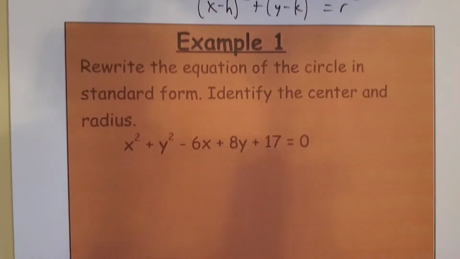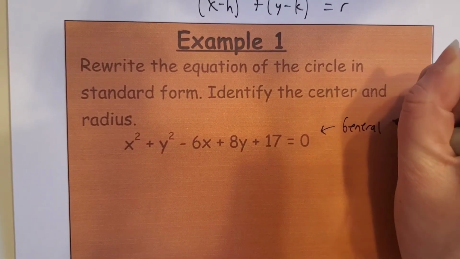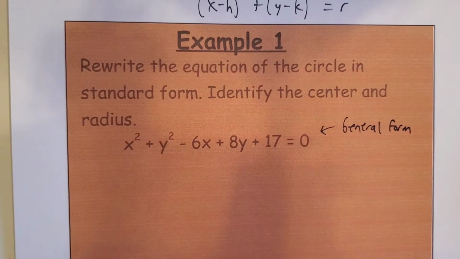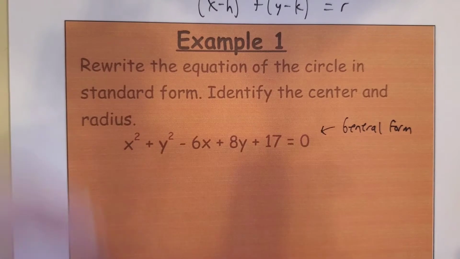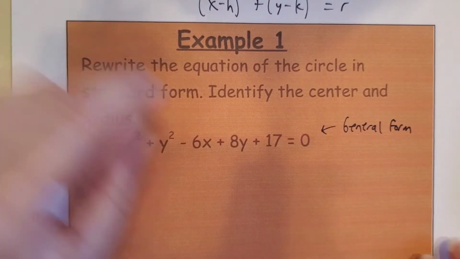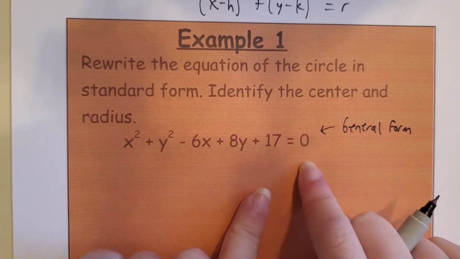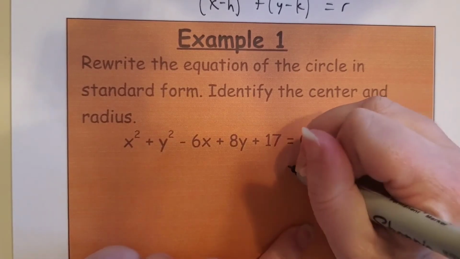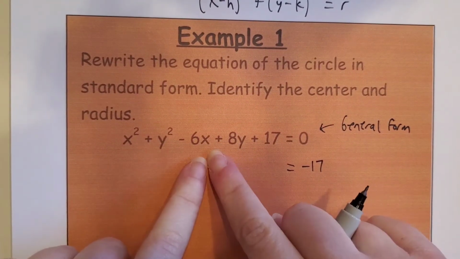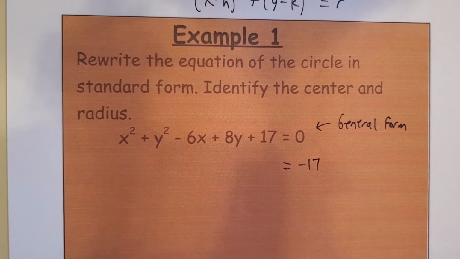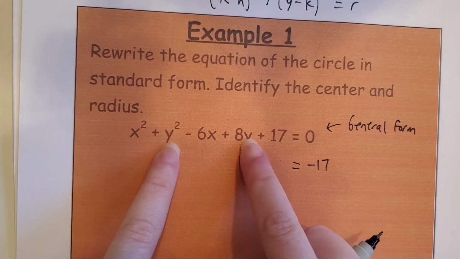So, if this is the general form of the equation of a circle, how would we rewrite this in standard form? We're going to have to complete the square. So, if you remember from the last problem, we have to get this constant over to the other side. So this is going to be equal to negative 17. Now the problem is then we have the rest of this in terms of two variables. So we're actually going to have to complete the square twice. Once with x and once with y.